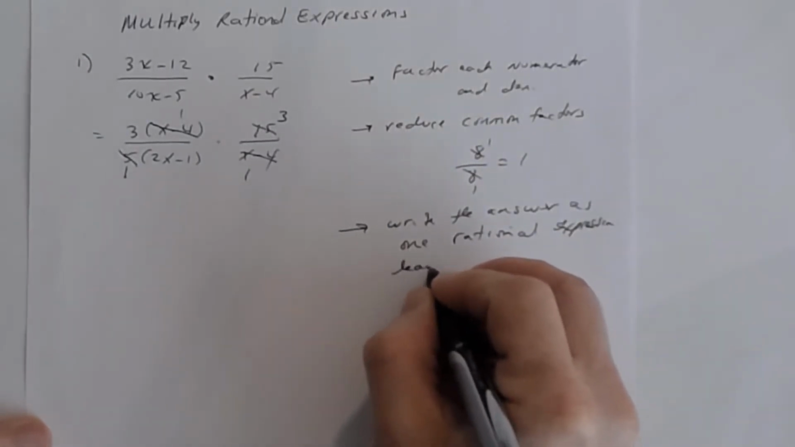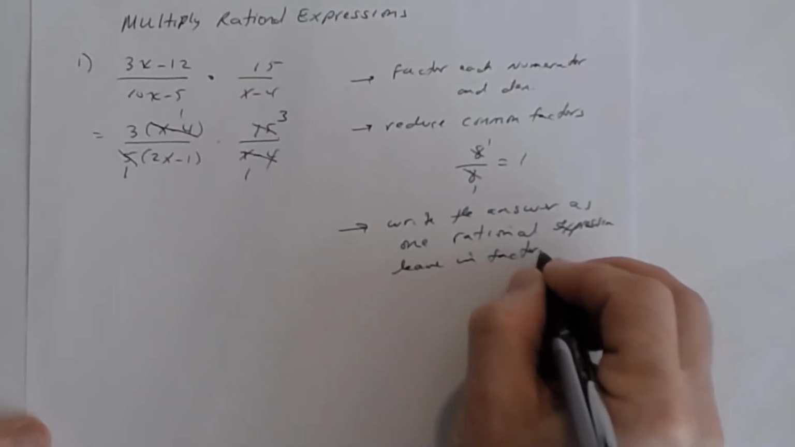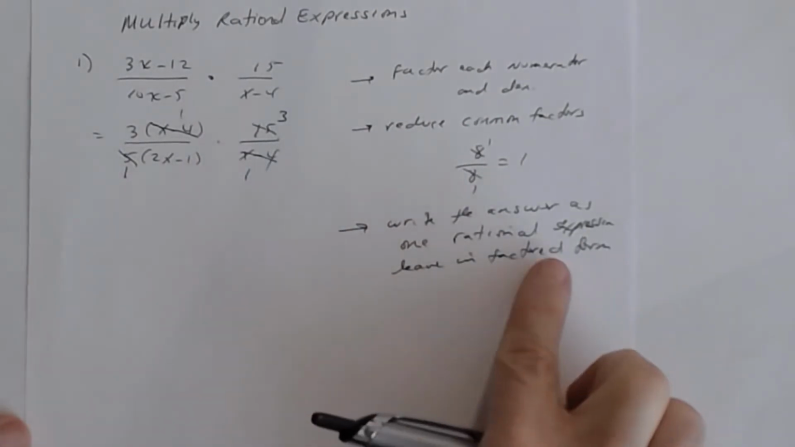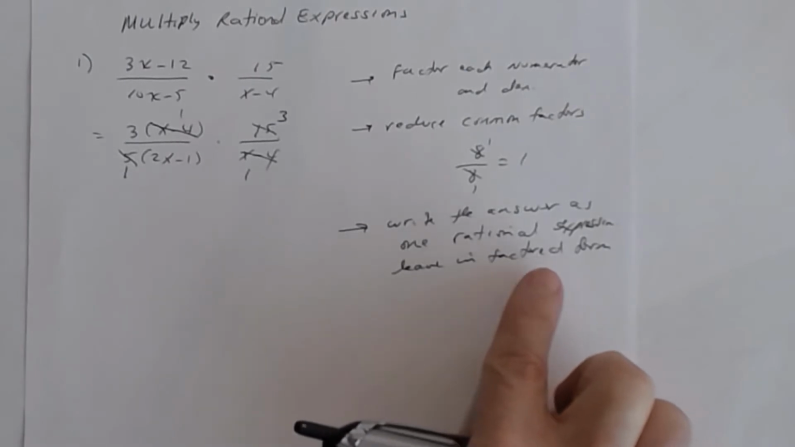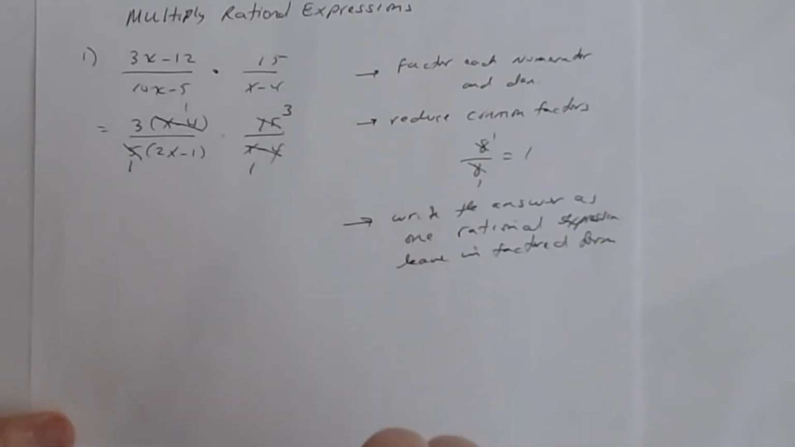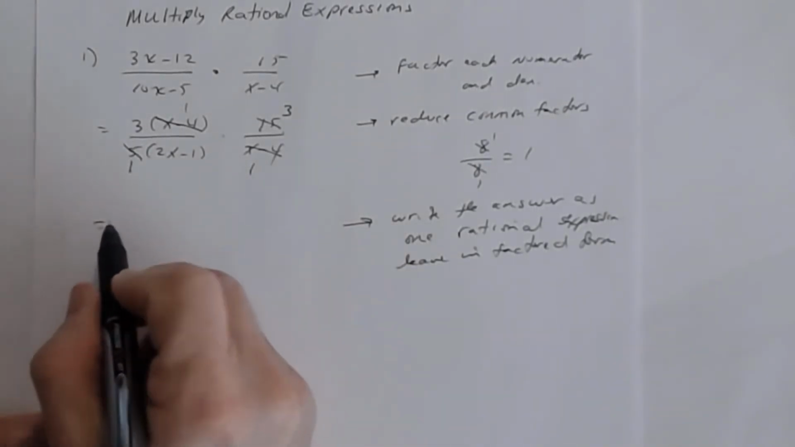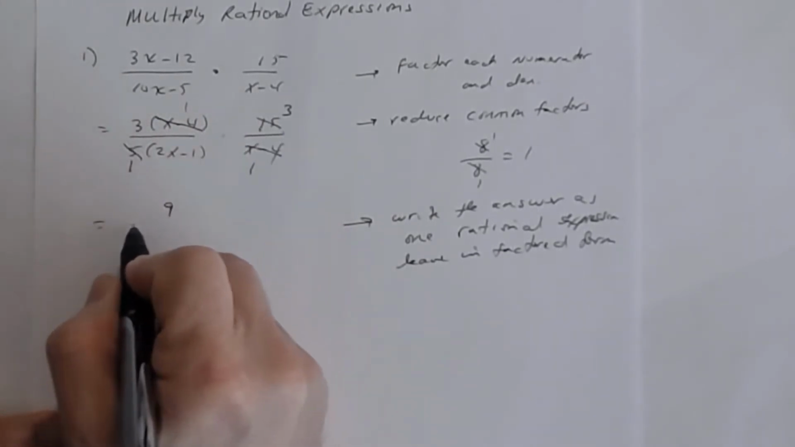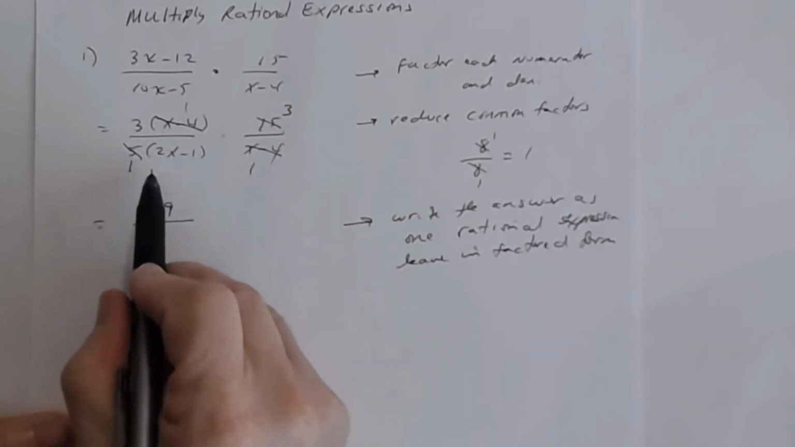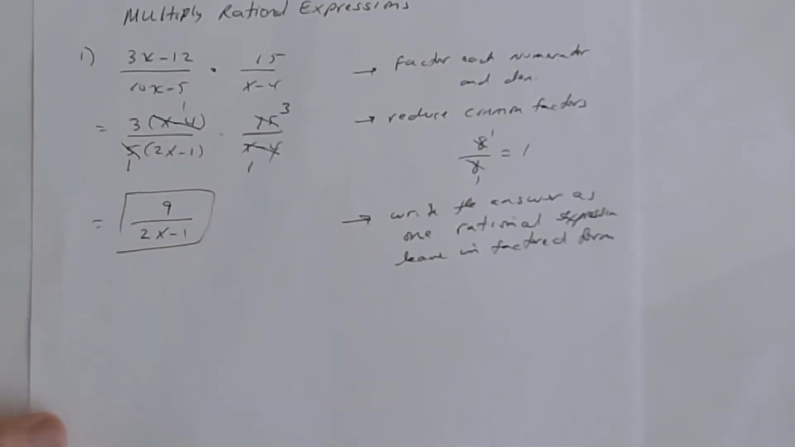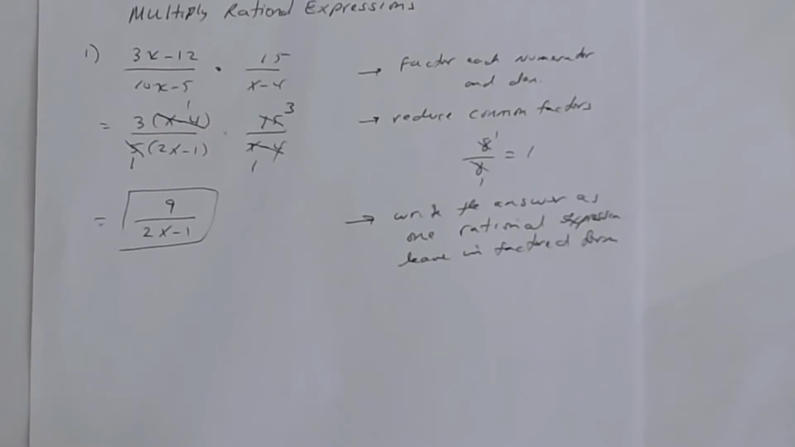And leave it in factored form. Now, if you don't leave it in factored form, that's fine. But if you make an error when multiplying, you're not going to get full credit because mathematically it's not correct. So if you leave it in factored form, that means this. First of all, 3 times 1 times 3 is 9. So the numerator is 9. 1 times 2x minus 1 times 1 is 2x minus 1. And so there's your answer. Okay, that's all you do. So that's number 1. You wrote it as one rational expression.